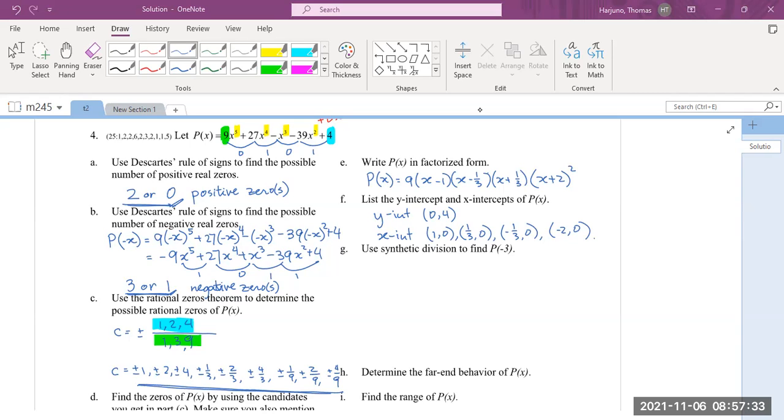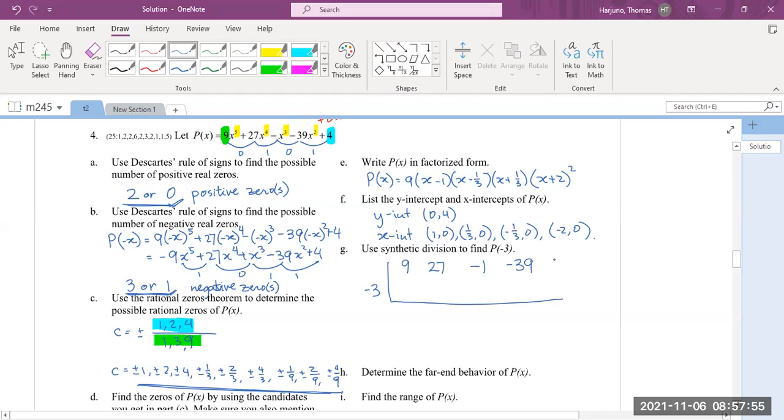Now use synthetic division to find P(-3). For P(-3), we divide the polynomial by x plus 3. So -3 here. Write the coefficients on the top. Don't forget the placeholder for 0x. Okay, let's go on.